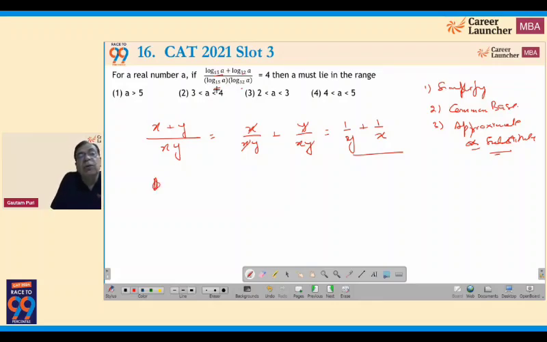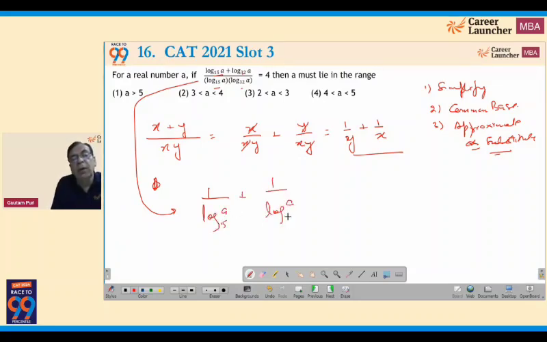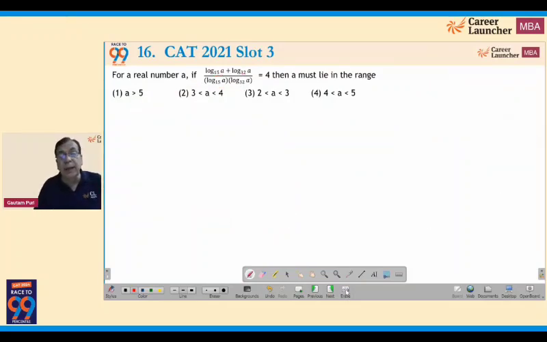This is effectively equal to this particular expression, hence becomes equal to 1 upon log of a base 15 plus 1 upon log of a base 32. There's a simplification we have done. So let me write it down neatly. So effectively, the expression for us is 1 upon log of a base 15 plus 1 upon log of a base 32. This is equal to 4.